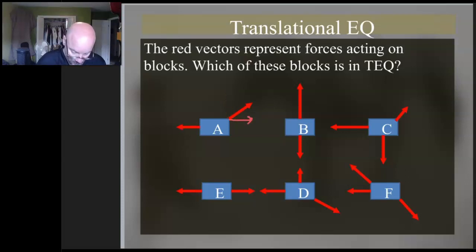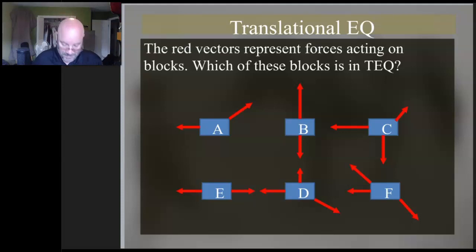Okay. Let's look at block B. Block B has an upward force and a downward force. However, the upward force is much larger. And so clearly block B, there's no way it could be in equilibrium, unless it's just a really terrible drawing for some reason.